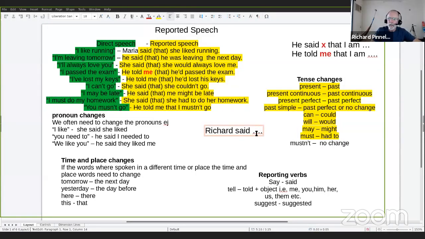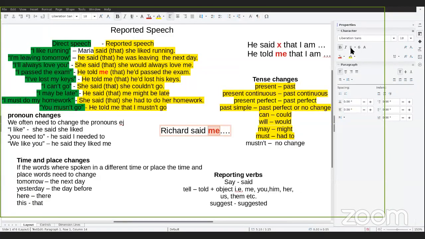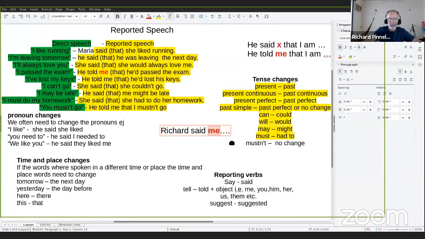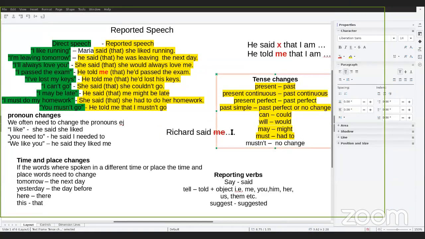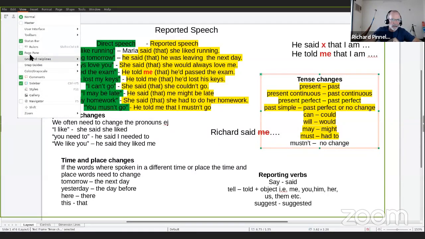Very good, but you made the classic mistake, and that was that you put the me here. Remember, this is the problem with say: we don't put the me. We tell you, Richard told me, but Richard said me, no. That is incorrect. When you use say, it's a very common error. You don't put the person who received the message there. If you want to put the person who received the message, you need to use tell.